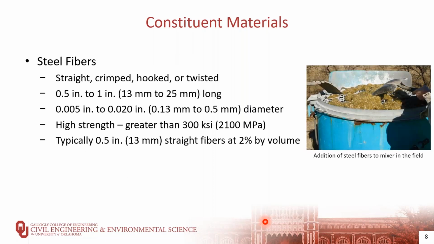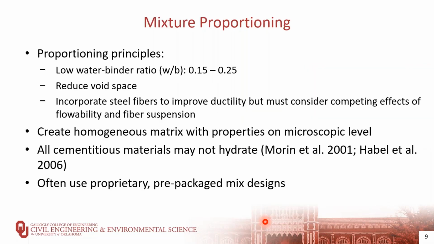Steel fibers can have different properties depending on the supplier and again the type of the fiber. Straight, crimped, hooked, or twisted fibers have been used for UHPC, usually in the range of 0.5 to 1 inches in length, 0.005 to 0.02 inches in diameter, and having a high strength greater than 300 KSI, to where typically the fiber fails by pullout rather than failing in tension. But the most commonly used fibers are probably the 1/2 inch straight fibers at about 2% by volume, which is what's shown here being placed into the mixer in the field.